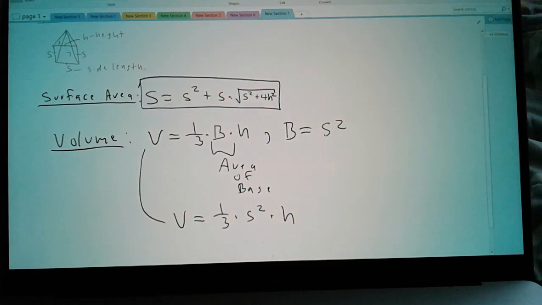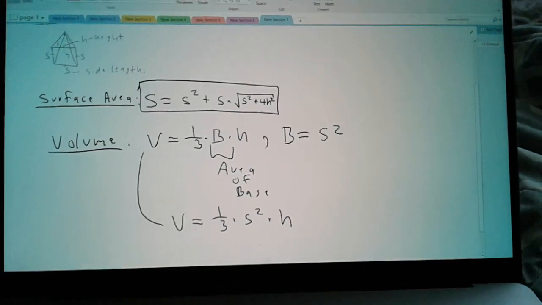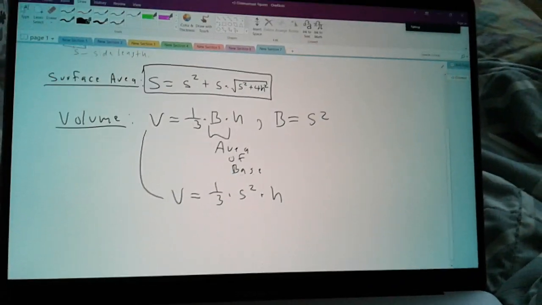Okay. Let's do an example. Let me draw a pyramid real fast.